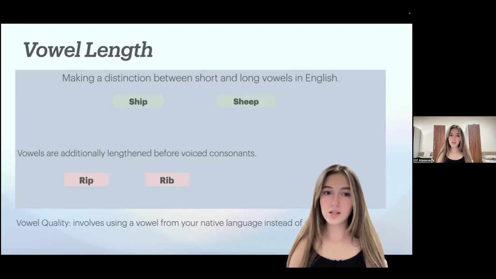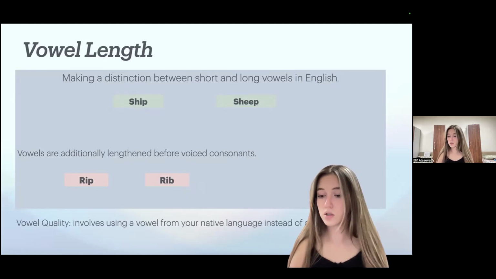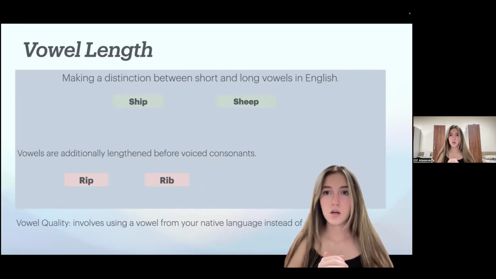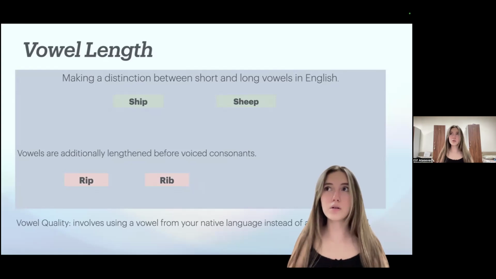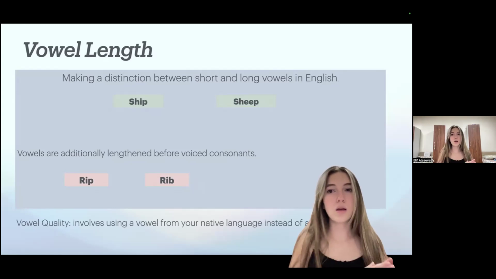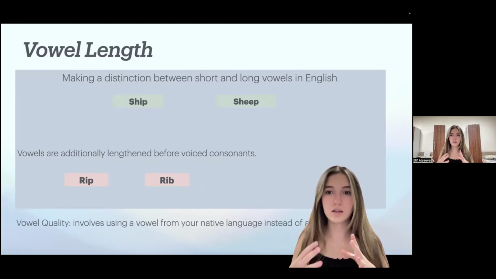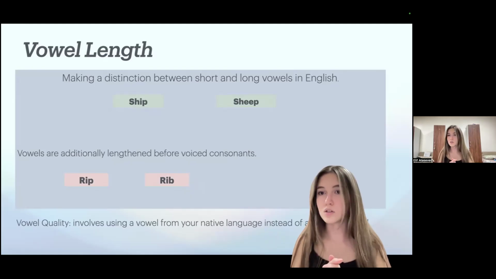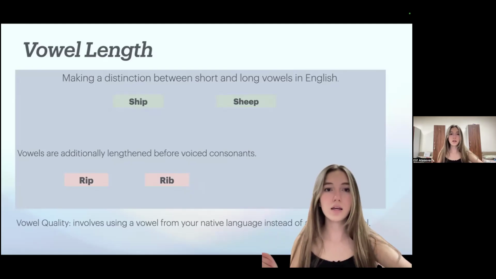And the vowel quality involves using a vowel from your native language instead of an English vowel. And the variation is widespread, so speakers can deal with the shifts easily. So it's essential, but not quite the same as vowel length. I think vowel length is more essential for pronunciation than vowel quality because a lot of people in the world speak different languages.